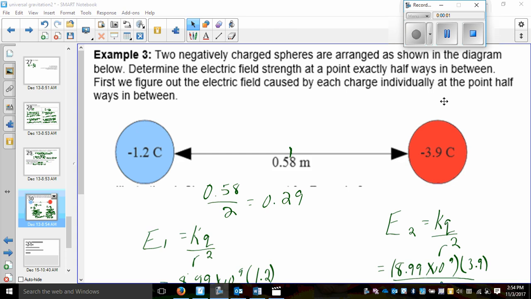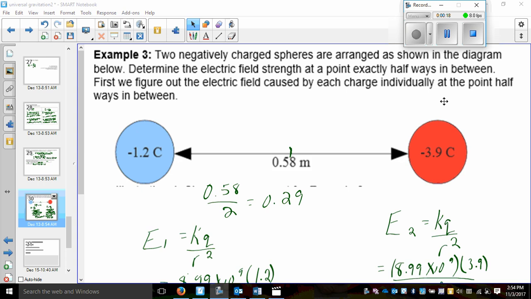And our final example, noticing again that this is getting similar to what we did with gravitational fields. Okay, here we have two negatively charged spheres and they're arranged as shown in the diagram below. We have to determine the electric field strength at a point halfway in between.